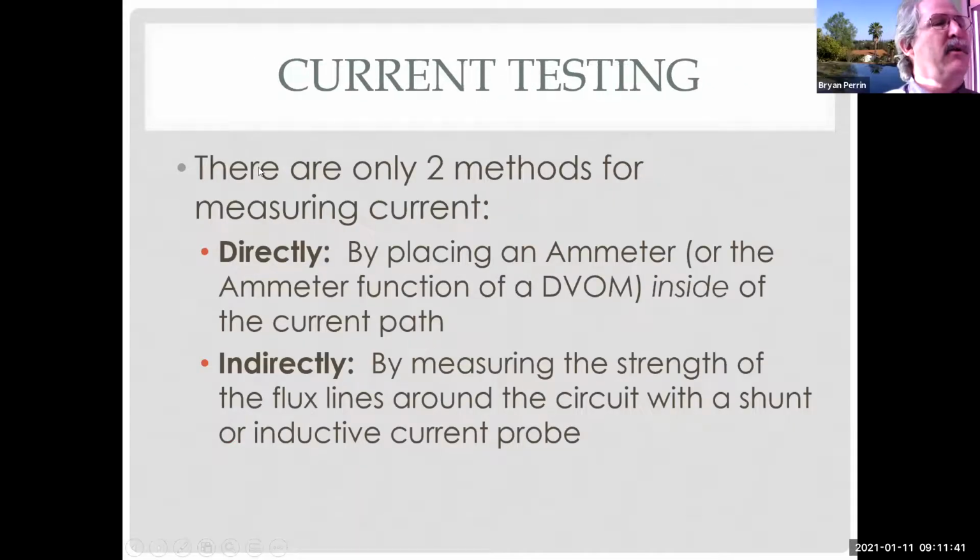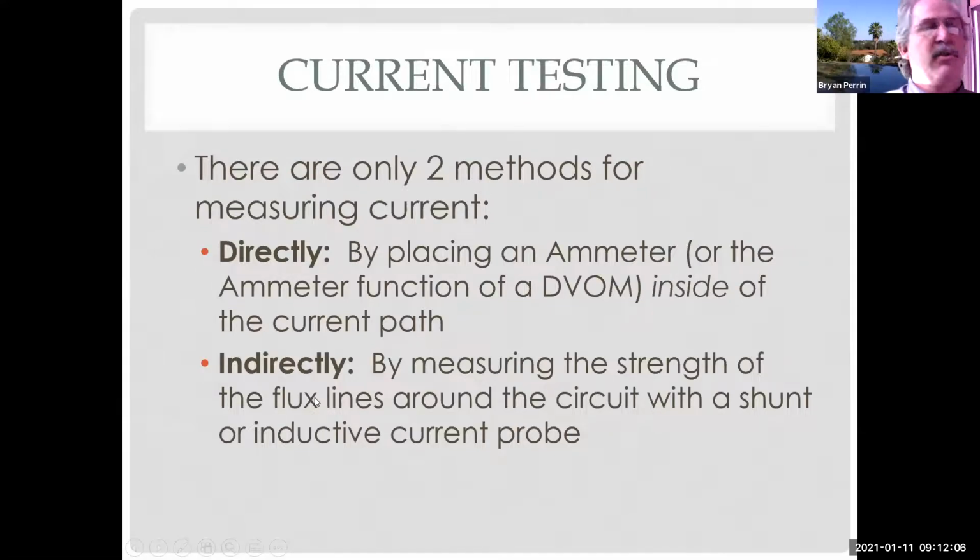So current testing, there are only two methods for measuring current: directly by placing an amp meter or the amp meter function on a DVOM inside the current path in series with the circuit, or indirectly by measuring the strength of the flux lines around the circuit with a shunt or inductive current probe. Most testing we do today, we use an inductive probe because it's less intrusive and it's quicker.